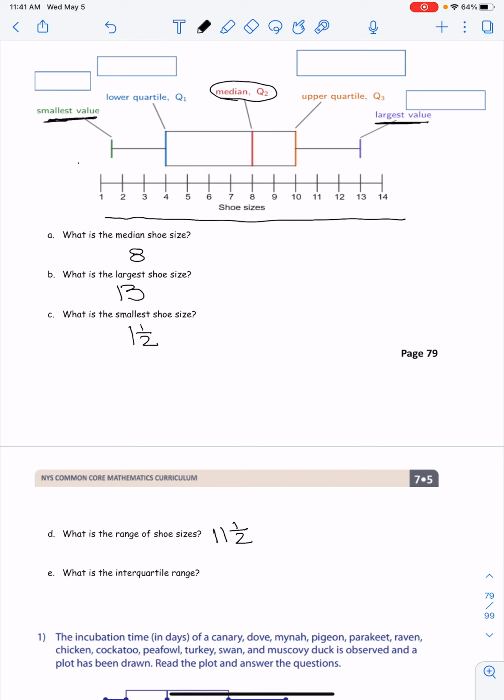And then it says, what is the interquartile range? That's the difference between the upper quartile and the lower quartile. So that would be the difference between 10 and 4. So 10 minus 4, which would be 6. It's the only difference, gang.